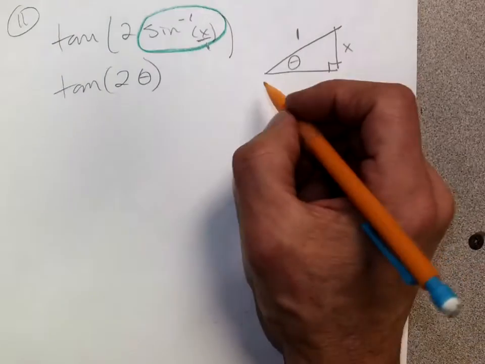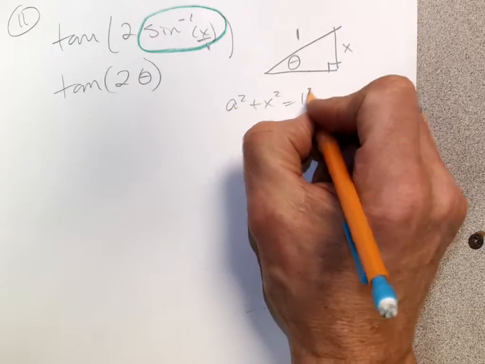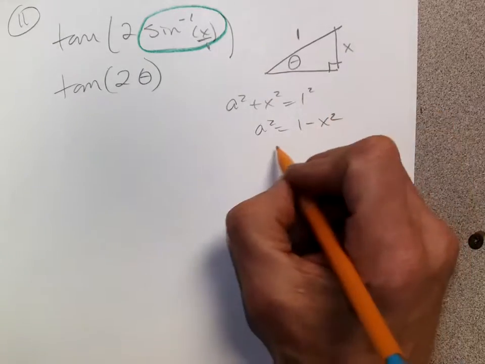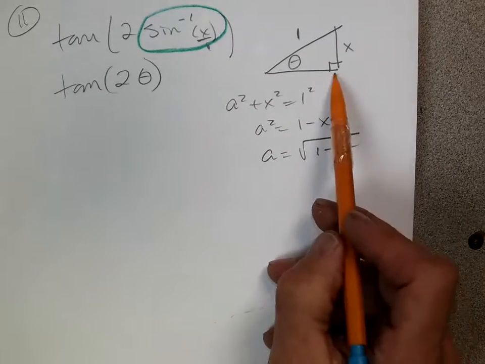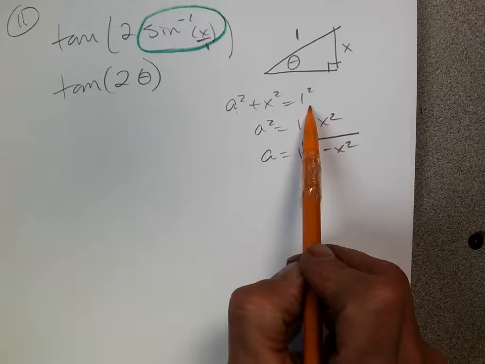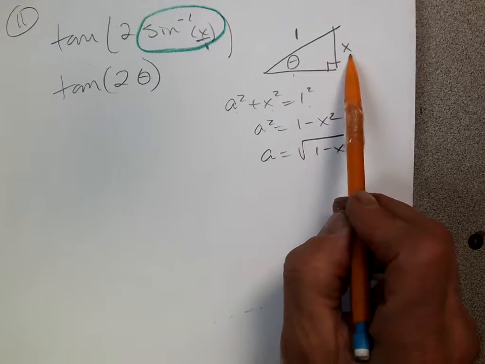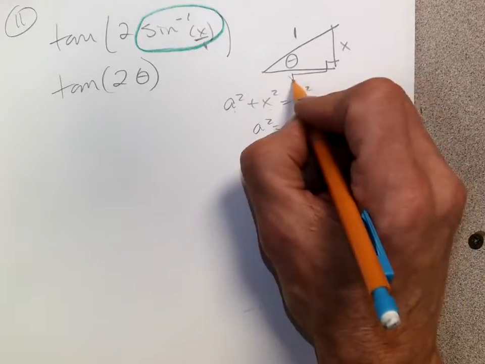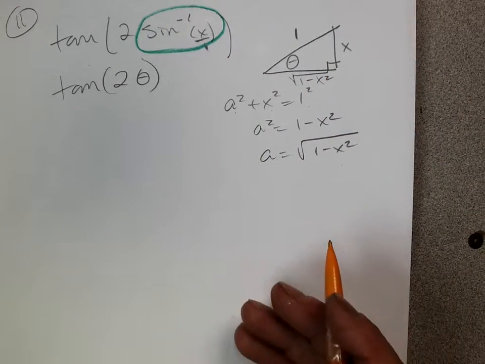By Pythagoras Theorem, I can have a squared plus x squared equals 1 squared, or a squared is equal to 1 minus x squared, or a is equal to the square root of 1 minus x squared. So I'm trying to find the adjacent side with Pythagoras Theorem in terms of x. When I solve it all the way, I get the adjacent side to be the square root of 1 minus x squared. Now, let's look at our formula.